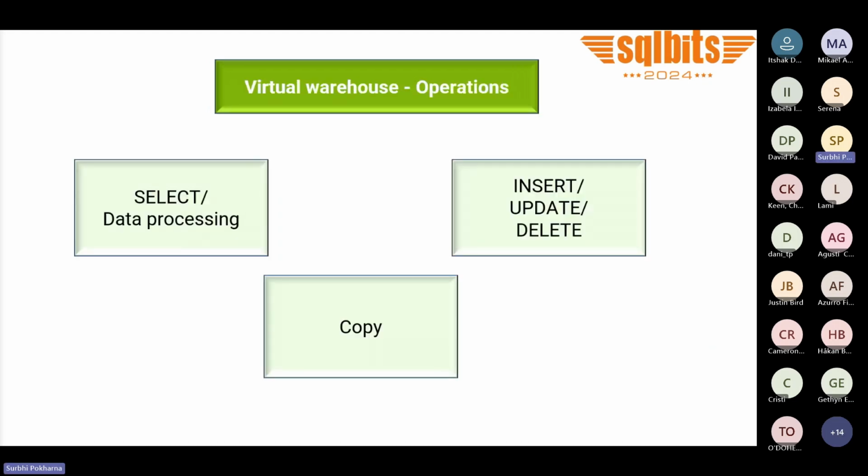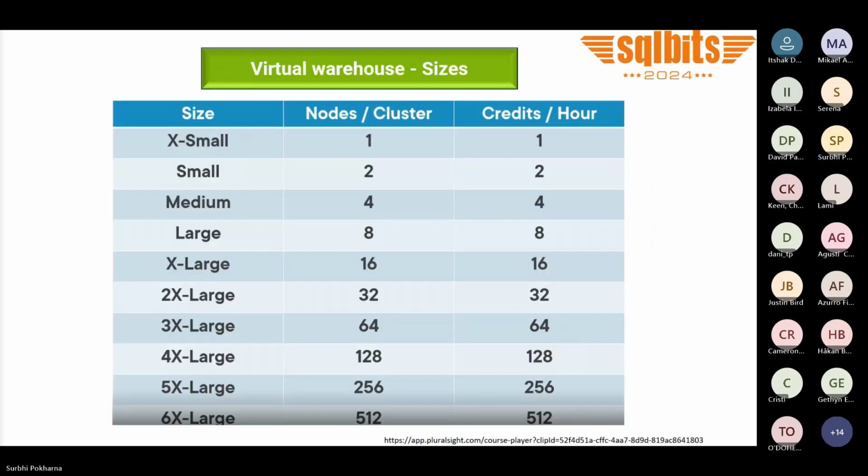As I said, virtual warehouse operations: select, copy, insert, delete. These are the real operations you would be paying money for. Other than that, you will not be paying money for cloud services or underlying storage. This is one of the important slides. How do you pick your clusters? Because it's multi-cluster, if I want a big virtual warehouse, I'll pick the size according to the node cluster and the credits.